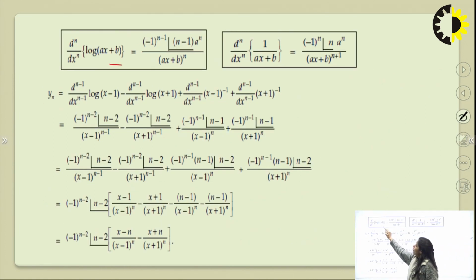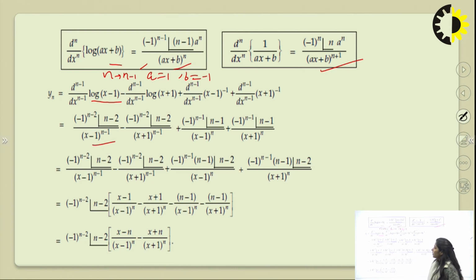Now we already know these formulas, the nth derivative of log ax plus b and the nth derivative of 1 upon x plus b. Now we will find the n minus 1 times differentiation of log x minus 1. We know this formula. So we will put here a is equal to 1 and b is equal to minus 1, and n is replaced by n minus 1. Then we will get this, and similarly we will get this.